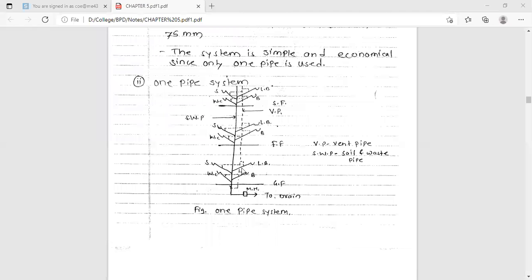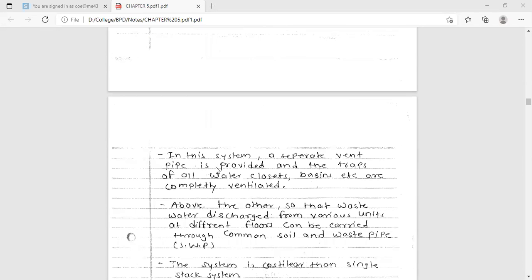Here lavatory basin as well as sink, the water closet and the basin, all those things are connected to the vent pipes. Through the vent pipe we are not going to carry any kind of solid waste or wastewater. Only we are carrying the foul gases and all those things. Okay, that is the difference.